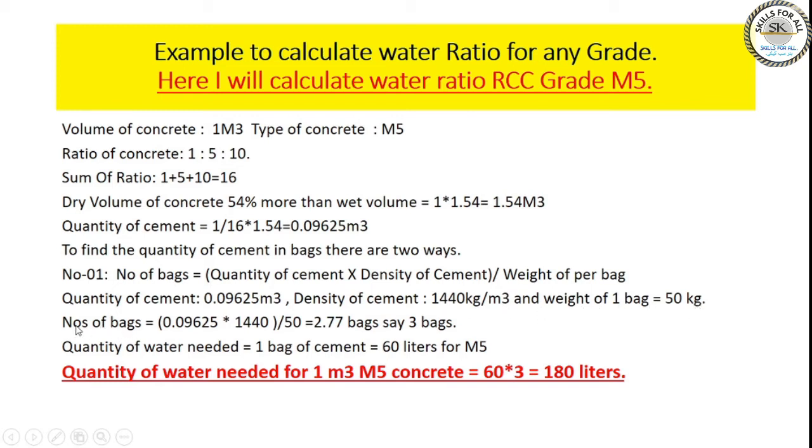Here is the formula we are applying now. Number of bags is 0.09625 multiplied by 1440 divided by 50, so we are getting 2.77 bags. It can be 3 bags. So quantity of water, how will we calculate? One bag of cement is equal to 60 liter of water for M5. So quantity of water we need for M5, 1 meter cube, will be 60 multiplied by 3 because we consider 3 bags. So 180 liter of water we need for 1 cubic meter of concrete in M5.